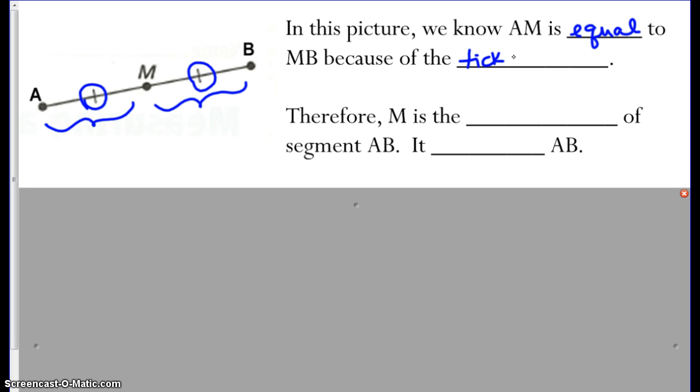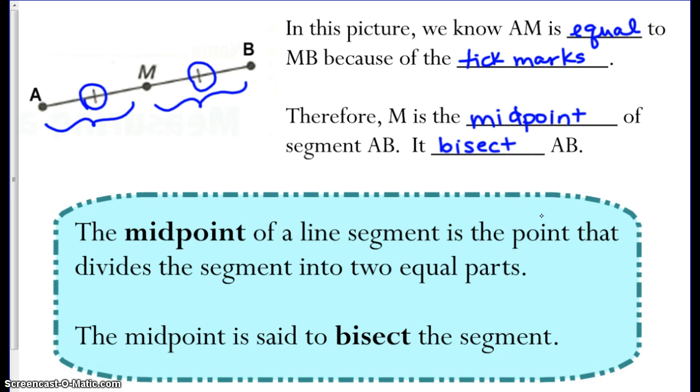Now I know you're like, what's the fancy word for that? Well, I don't really know it, to be honest, but that's what we're going to call it, okay? So therefore, M is actually halfway between A and B, and we call that the midpoint. Might sound familiar from coordinate algebra, okay? And what does a midpoint do? It cuts line segments like AB in half, and we call that bisect, okay? So you should know these words, midpoint and bisect. Very important, okay?